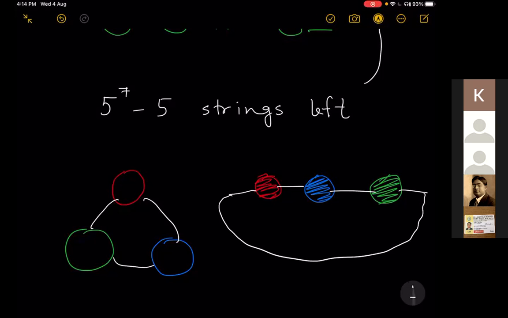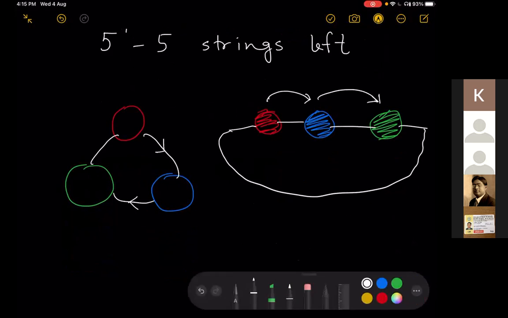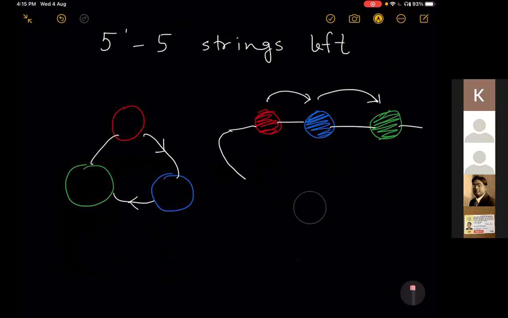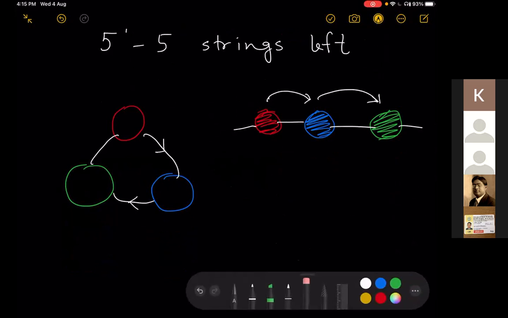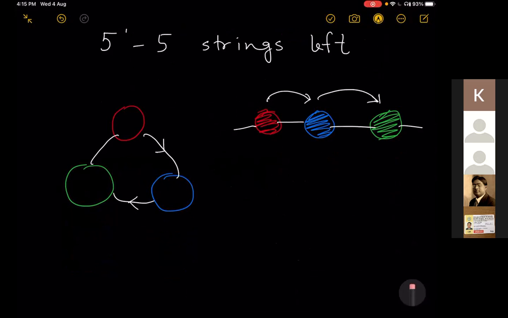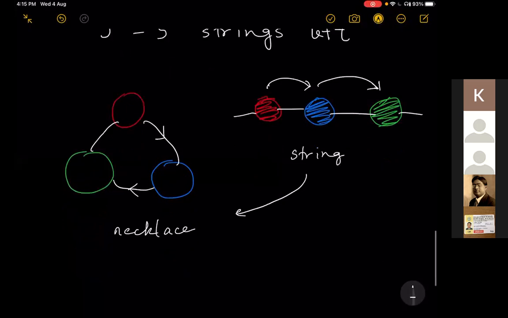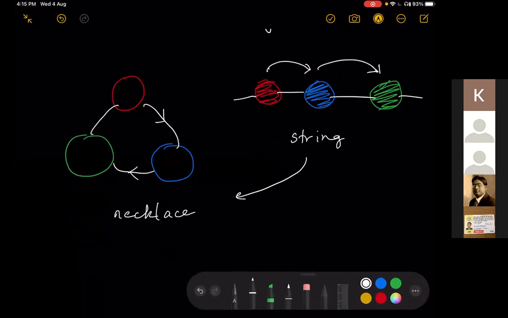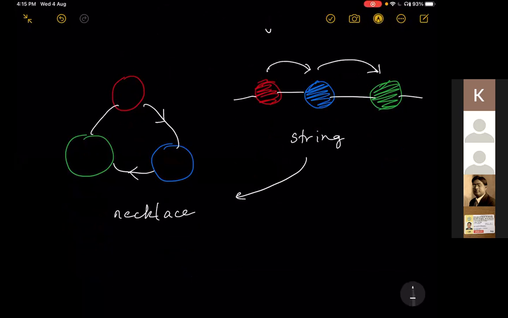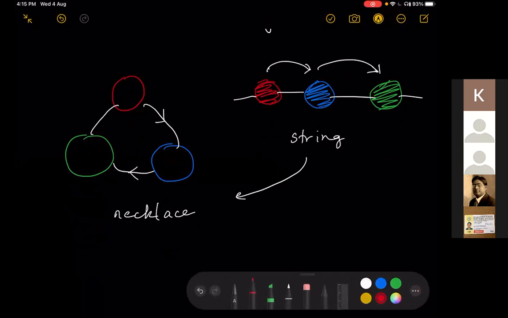Yeah, I attach them like this. So see, red, then if you go to the right blue, then you go to the right green. Here also red, then you go to the right blue, then you go to the right green. From this string, I made this necklace. Everyone understood how? I just connected the ends.